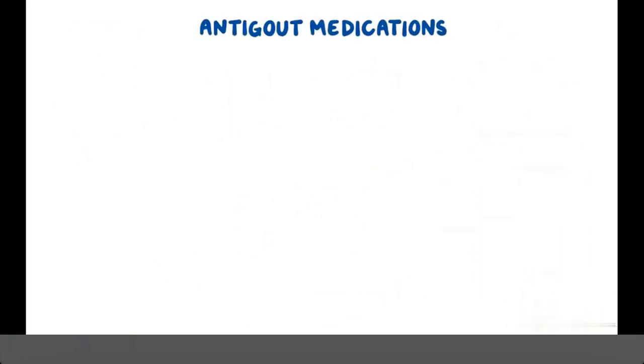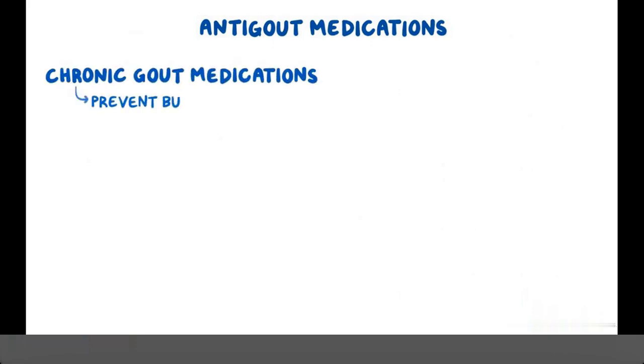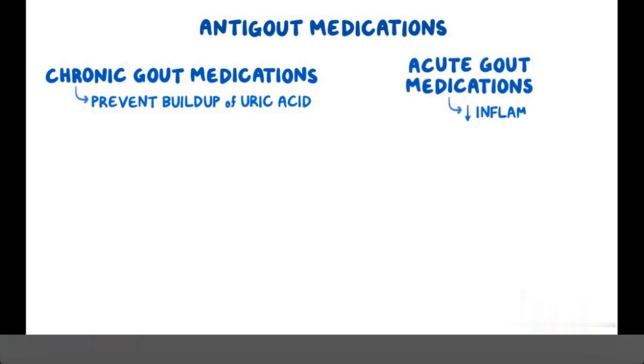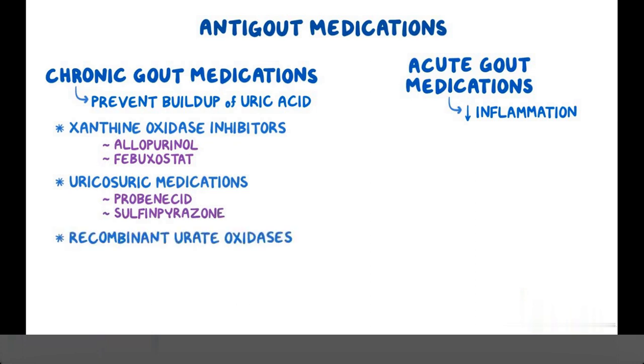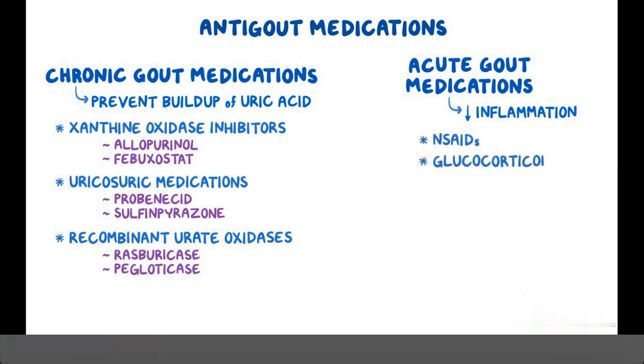Now, anti-gout medications are subdivided into two main groups: chronic gout medications, which are used to prevent the buildup of uric acid in the blood, and acute gout medications, which are used to reduce inflammation. Chronic gout medications include xanthine oxidase inhibitors such as allopurinol and febuxostat, uricosuric medications such as probenecid and sulfenpyrazone, and recombinant urate oxidases such as rasburicase and pegloticase. On the other hand, acute gout medications include non-steroidal anti-inflammatory drugs, or NSAIDs, glucocorticoids, and colchicine.